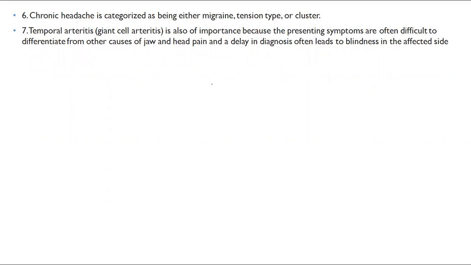Next, temporal arteritis or giant cell arteritis is also important because the presenting symptoms are often difficult to differentiate from other causes of jaw and head pain. So all this pain might look similar, but a physician and surgeon will be able to diagnose this better. There might be a pain in the jaw, and it might be related to something else. And if it is confused with jaw and head pain, a patient suffering with temporal arteritis can go blind in the affected side.